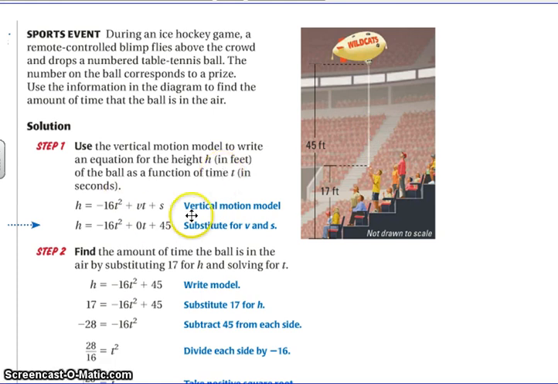So we're using our vertical motion model. So you may see in today's assignment our vertical motion model. It's just the most common quadratic equation that you are expected to be able to use, right? Now, what do we know about dropping things? How is that different than throwing things? JD? Because you're not throwing it, it just drops. So what part of the equation isn't in a drop?